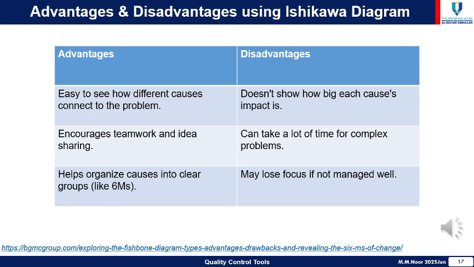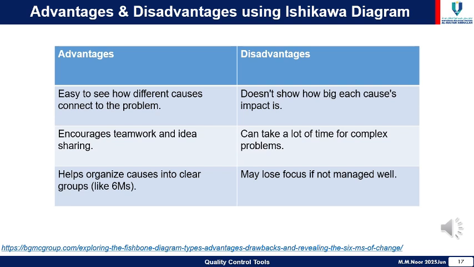Now let's look at the advantages of using the Ishikawa diagram. First, it makes it easy to see how different causes are linked to a problem. This visual format helps us understand the situation more clearly. Second, it encourages teamwork. Everyone can share their ideas, which gives us more insights and different perspectives. The third one is it helps us organize all possible causes into categories like materials, machines, people, and so on, so we can focus better on finding the root cause.